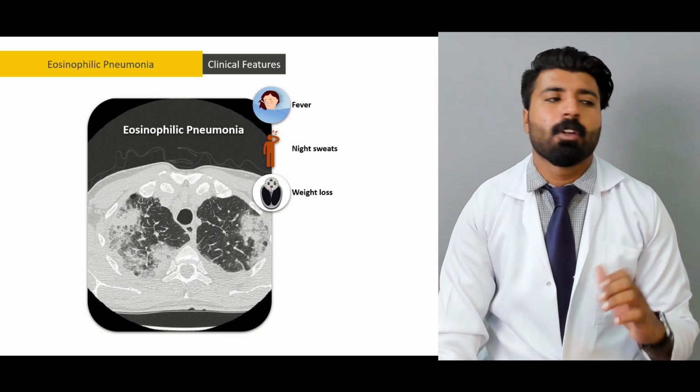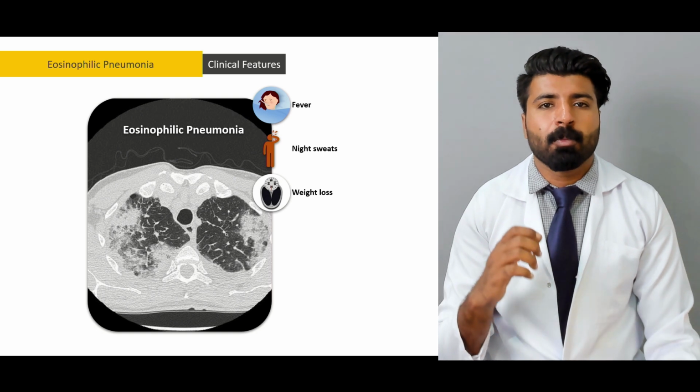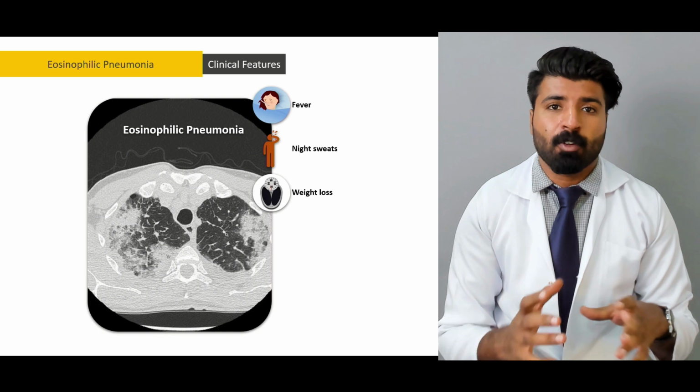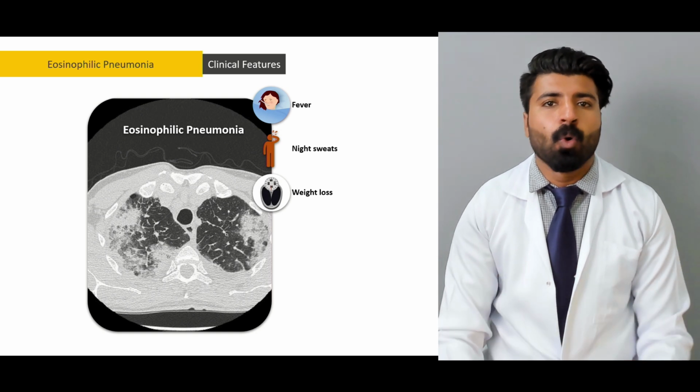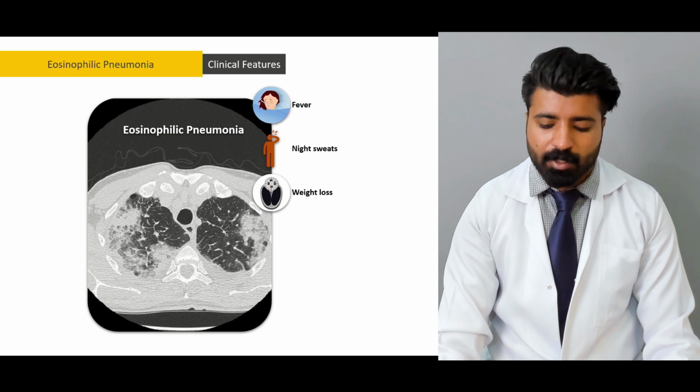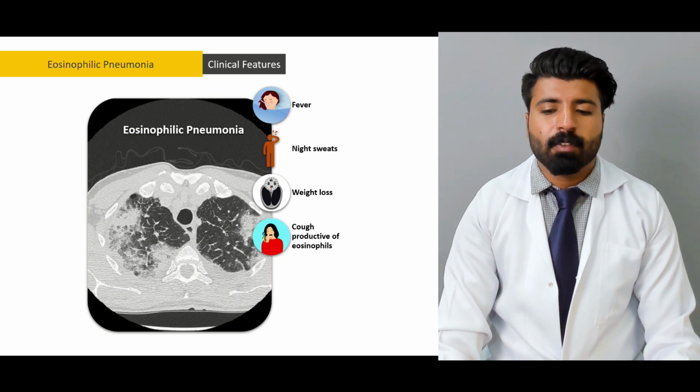The patient can be suffering from fungal infection. The patient can be suffering from parasitic infection. The patient can be suffering from autoimmune disease. The patient can be suffering from any other cause which is unknown to us yet. So the patient, because of that infection, is going to lose weight. Next on, we'll have cough productive of eosinophils.